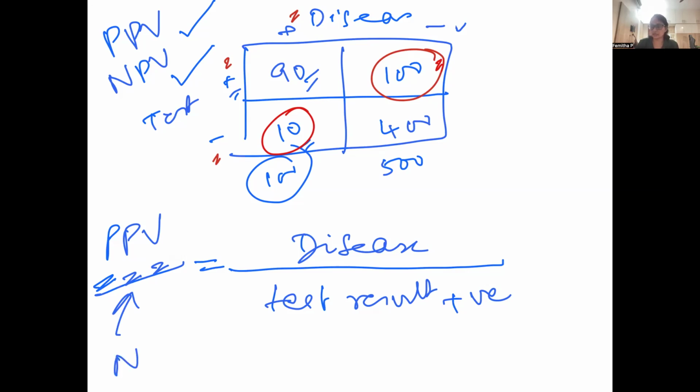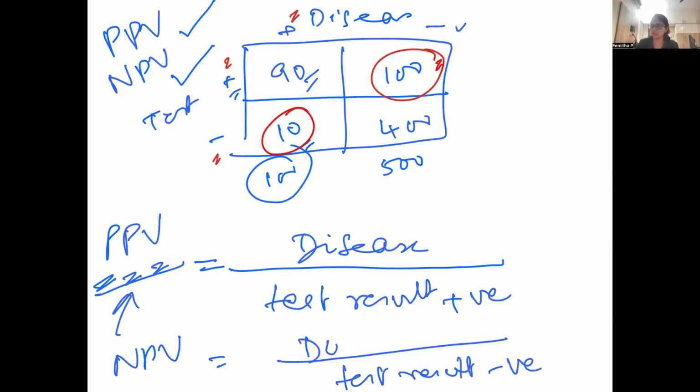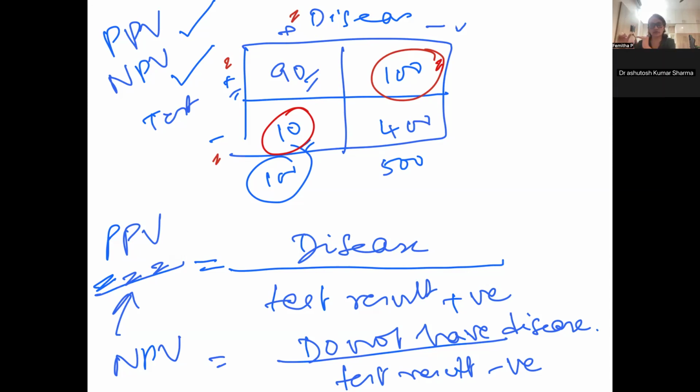And if it's negative predictive value, it means that out of all those who have test result negative, how many do not have disease? For the people who already know, it's a repetition, but for the fundamentals, once more: sensitivity is out of all those who have the disease, how many have test result positive? And specificity is, of those who do not have the disease, how many have test result negative? But PPV is, you already have the test result with you. Out of all those who have test positive, how many have disease is your PPV.